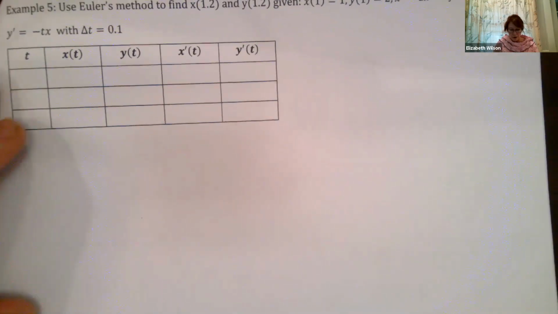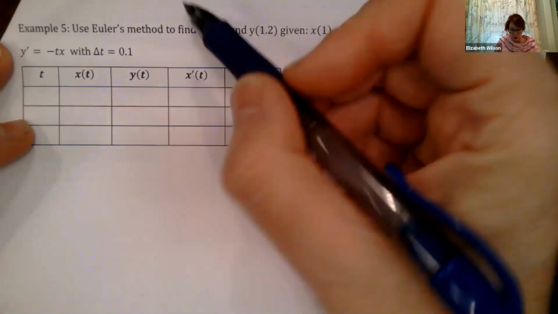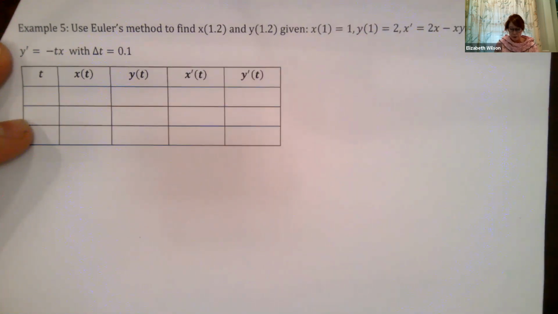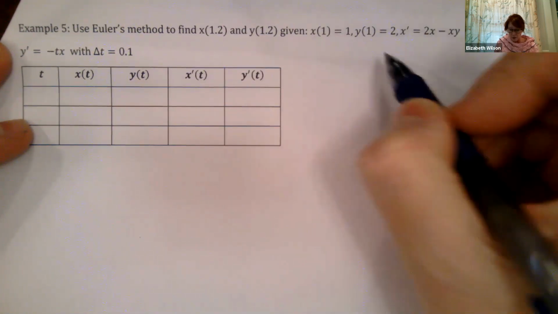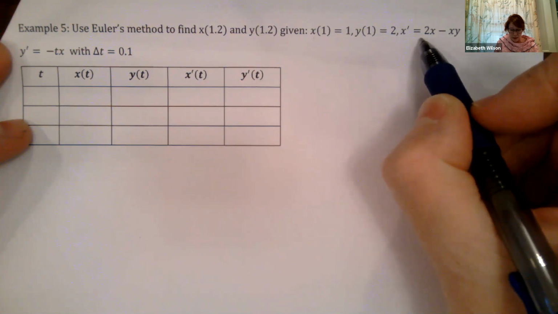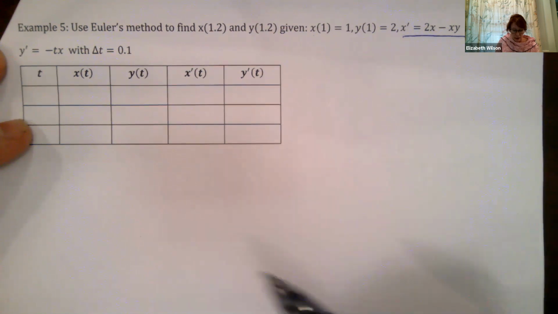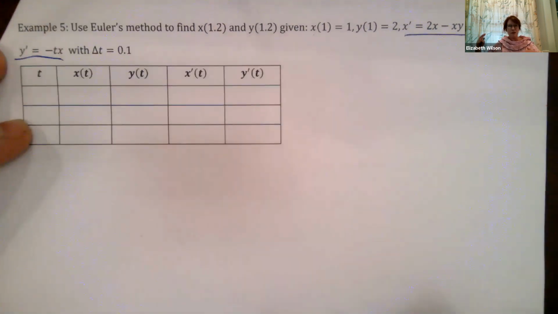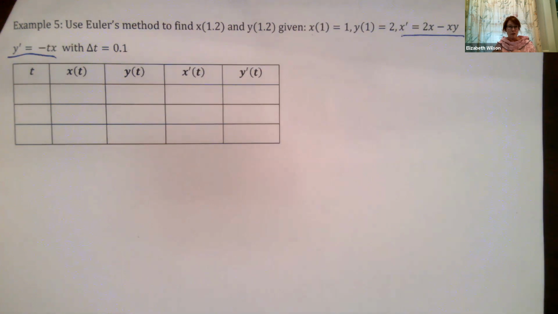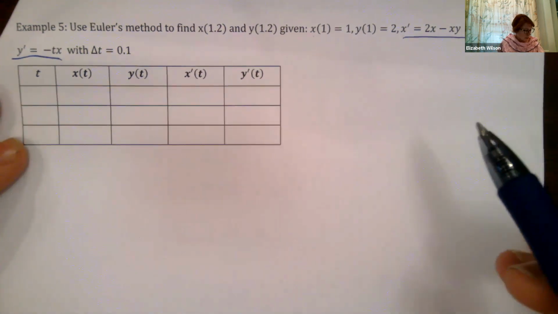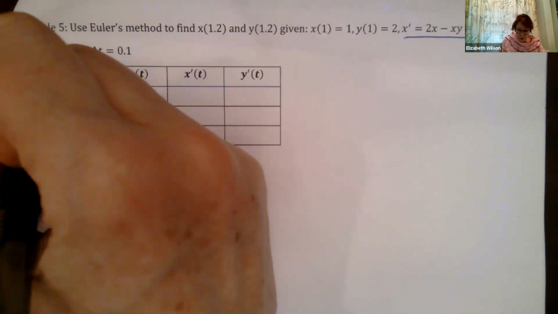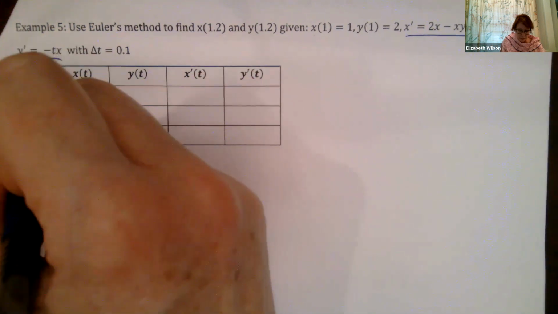So example 5 says we're going to use it to find x of 1.2, y of 1.2. So I've got two variables. I've got initial conditions for both. My derivative of my x, watch, it's got both x and y in it. And my derivative of y has x. So there's an interdependence between the x and the y variables. Okay, so we need to take that into account when we're working on this stuff. So we're going to start off at time 1.0, our delta 1.1, 1.2.